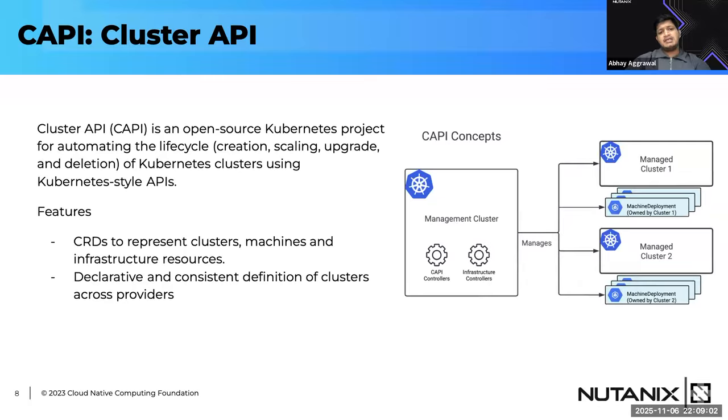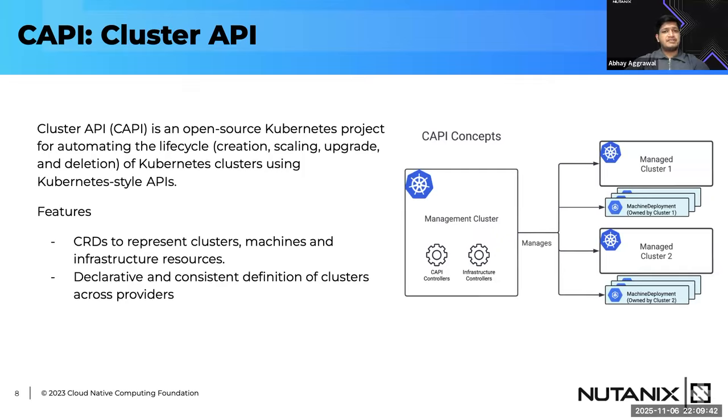Lifecycle automation. CAPI automates the entire cluster lifecycle, and I mean everything. Creation, scaling, upgrades. The most painful operation becomes simple. Change the version number, and CAPI orchestrates the rolling updates. Deletion removes all the resources, a clean removal of clusters with proper resource cleanup. The features of CAPI are CRDs to represent cluster, machine, machine templates and infrastructure resources, and it is a declarative, consistent definition of clusters across providers.